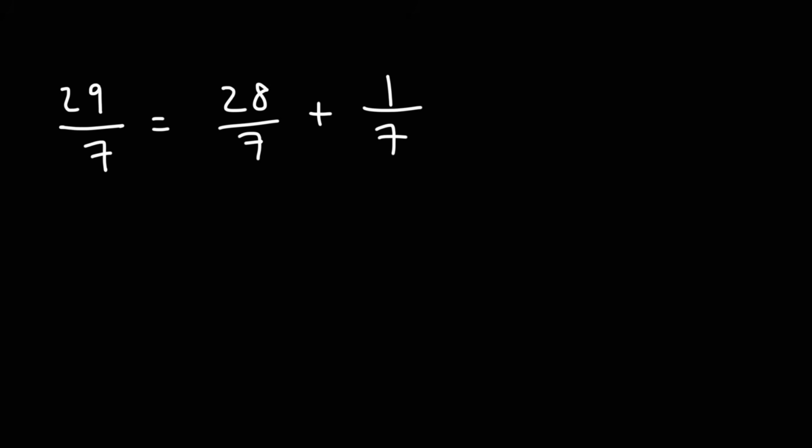For the other one, where we had 29 over 7, we can write that as 28 over 7 plus 1 over 7. 29 is 28 plus 1. 28 divided by 7 is 4. So we get 4 plus 1 over 7, which is 4 1/7.